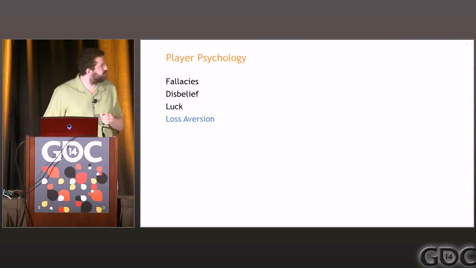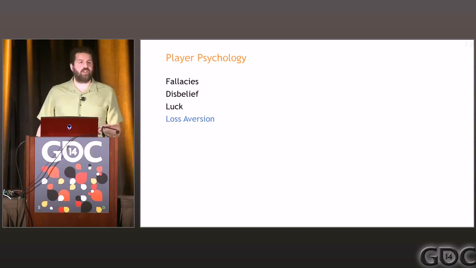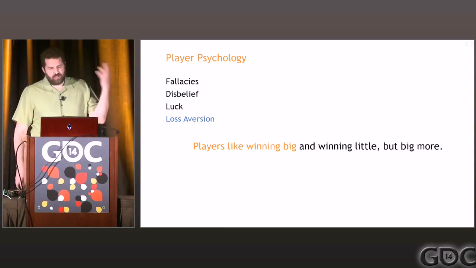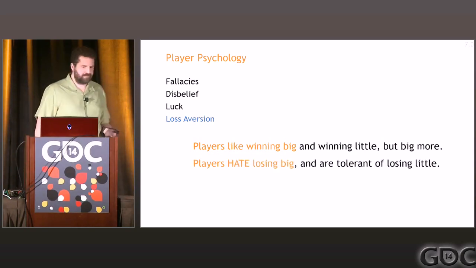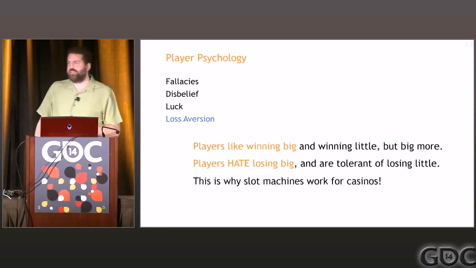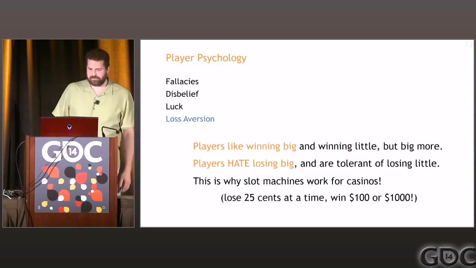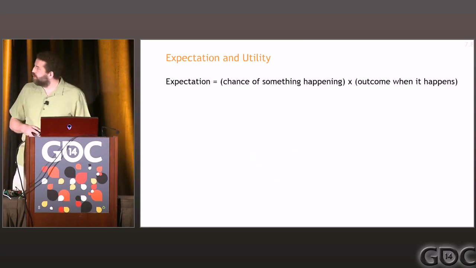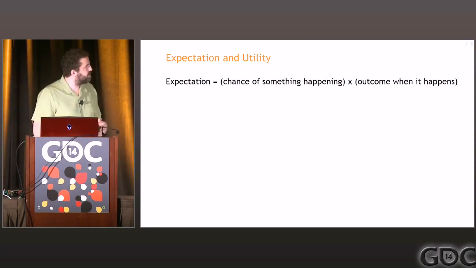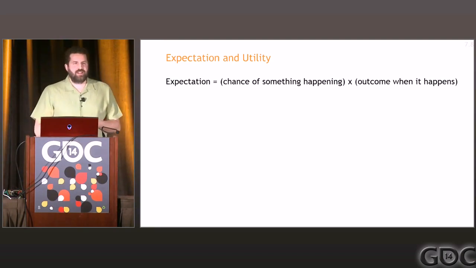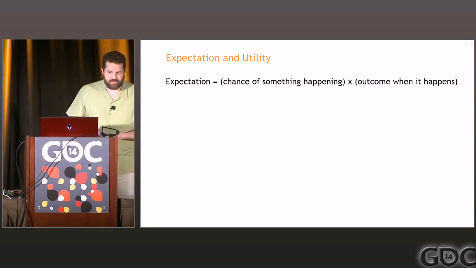There's another sense of player psychology that's involved in terms of loss aversion. The players really like winning big, and they like winning in general, but they hate losing big, right? So in general, this is why casinos are designed to lose a quarter at a time, and then suddenly you win $100. It plays on that loss aversion. So I want to go into expectation, and then bring this around to a couple different things. Expectation in probability is the chance of something happening times the outcome when it does happen.